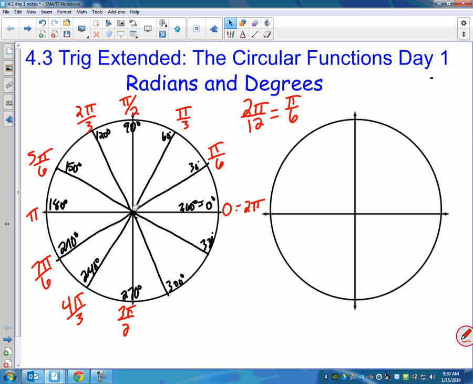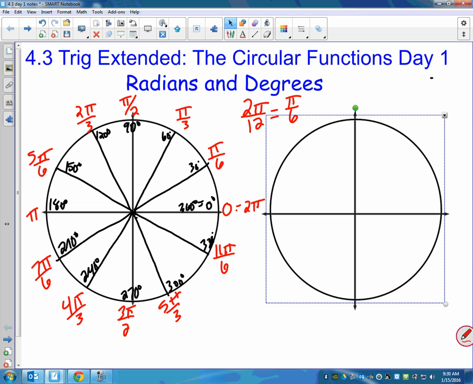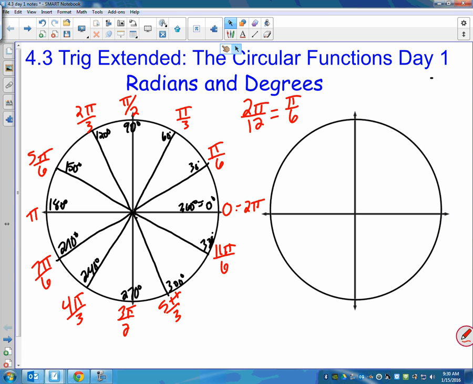Remember that this one's already counted, but that would be our 9 pi over 6, because 9 over 6 reduces to 3 halves. So then what would this one be? 5 pi thirds, or 10 pi over 6. And then 1/6 away from 2 pi would be 11 pi over 6, because 12 pi over 6 would be 2 pi. Right? So you can always just count by sixths if you're talking about 30 degrees or 60 degrees.